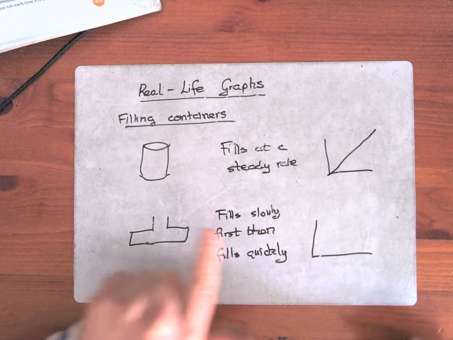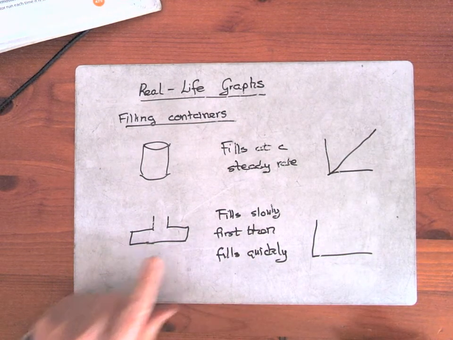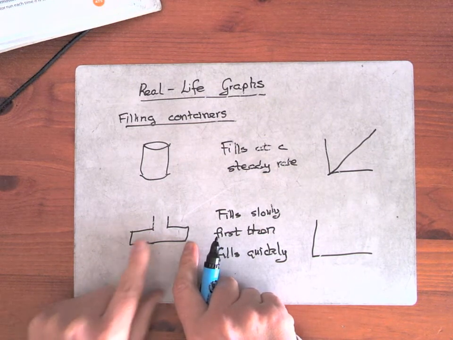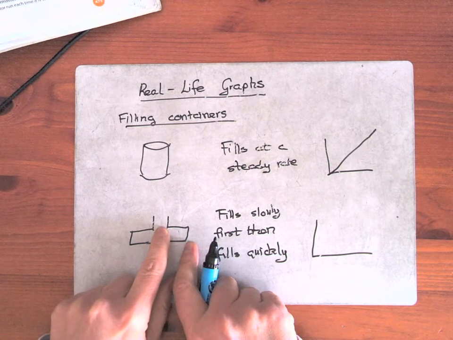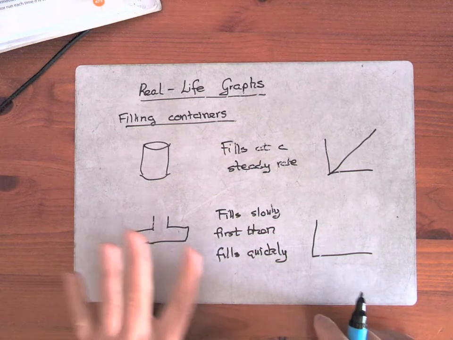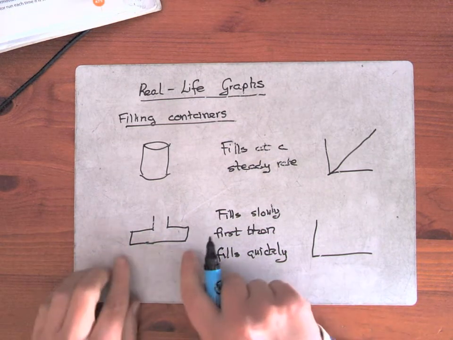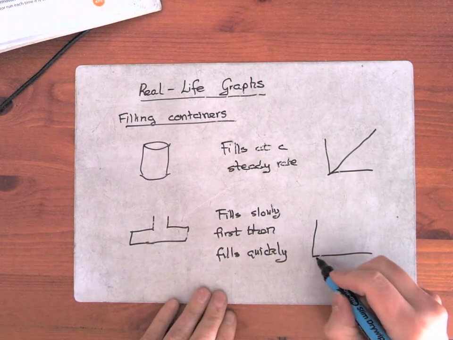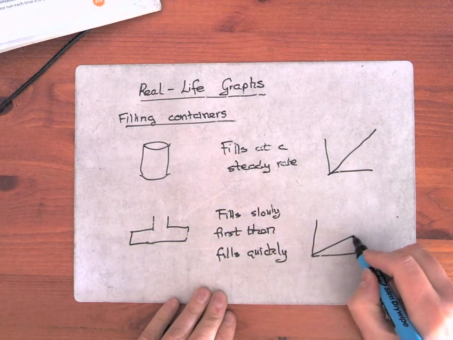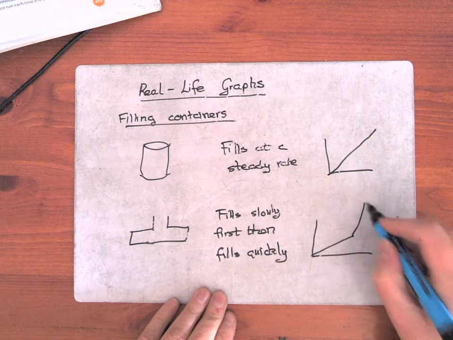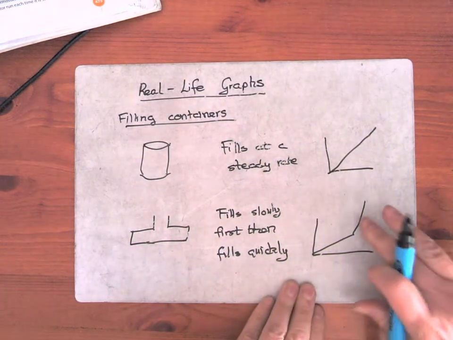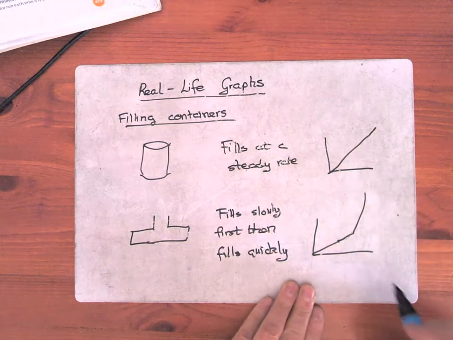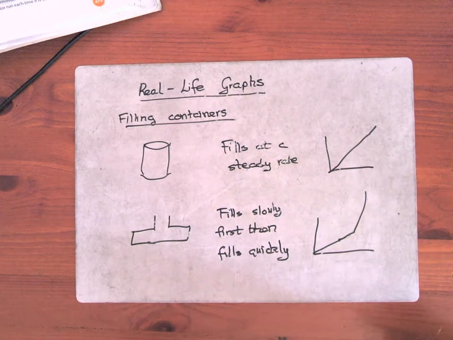This one fills slowly first, because it's quite wide. And then once it gets to here, it starts filling really quickly. But again, it's all at a steady rate because it's the same shape, and then it's a drastically different shape. So this would be quite slow, and then quite quick. It would look something like that. Again, these are straight lines. I should probably use a ruler, but anyway. Straight lines.